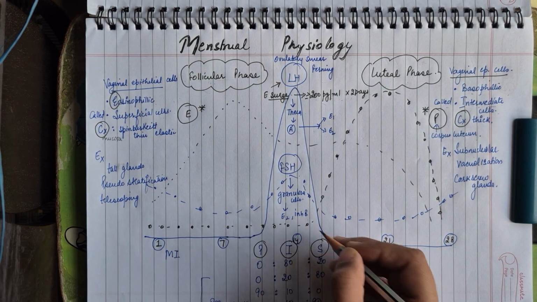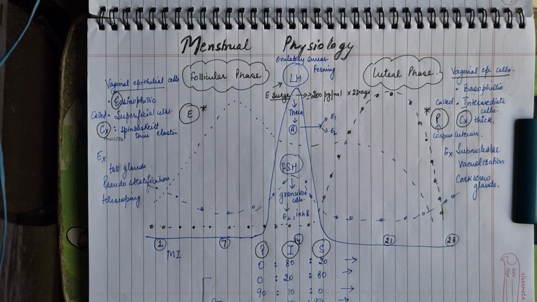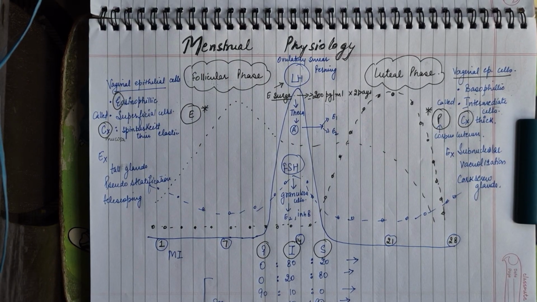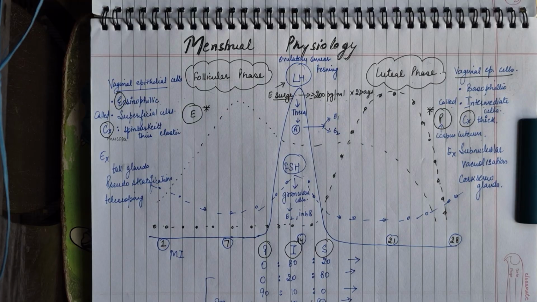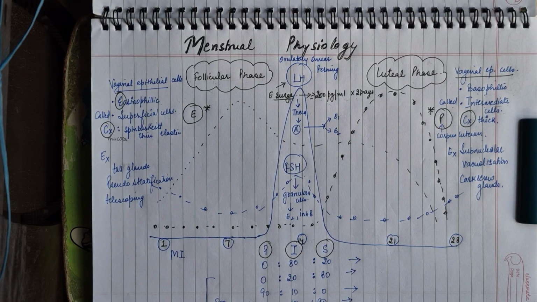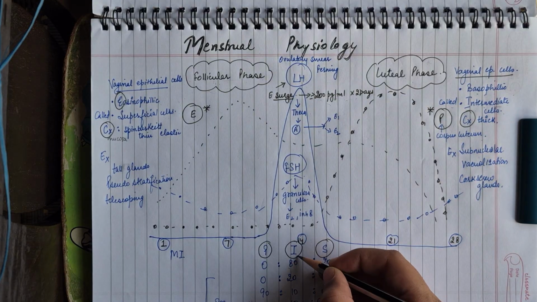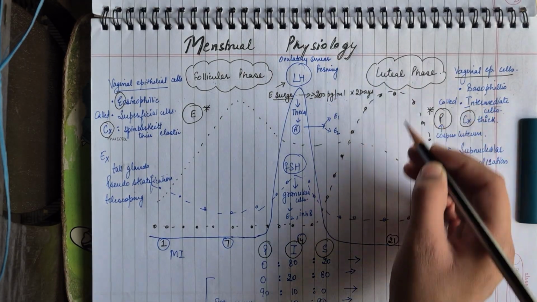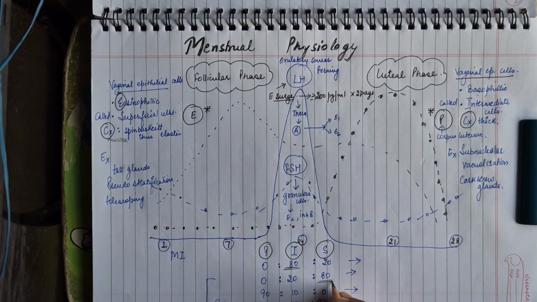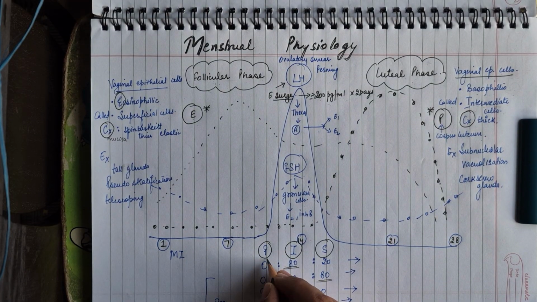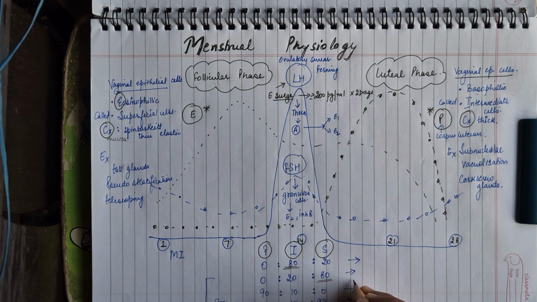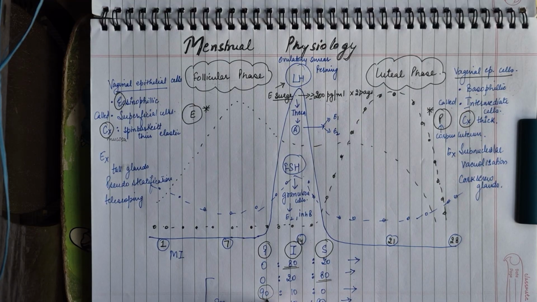The maturation index is calculated by the PIS. P stands for the parabasal cells, I stands for the intermediate cells, and S stands for the superficial cells. So from here, if we have intermediate cells which are more in number, that represents the luteal phase, because intermediate cells are part of the luteal phase. Whereas if the superficial cells are more in the PIS index, that indicates the follicular phase. Whereas when parabasal cells are more, that shows the postmenopausal phase.